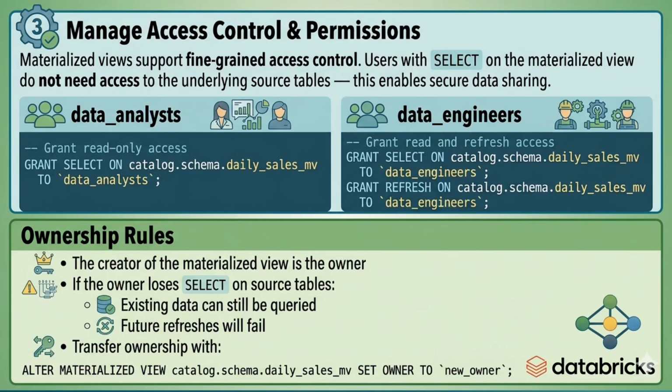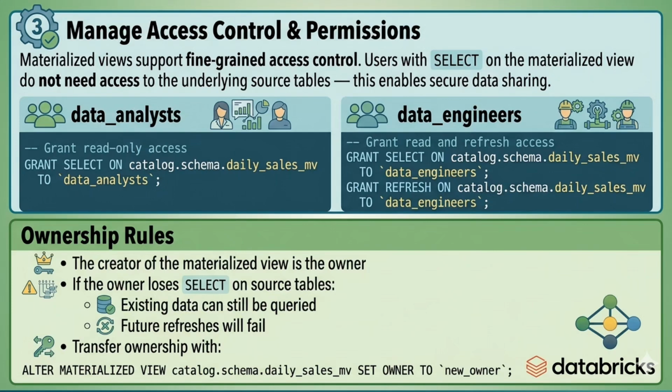Now, for data engineers, they usually need more control, including refresh access. GRANT SELECT ON catalog.schema.dailysalesmv TO data_engineers. GRANT REFRESH ON catalog.schema.dailysalesmv TO data_engineers. This enables engineers to both read and refresh the materialized view.